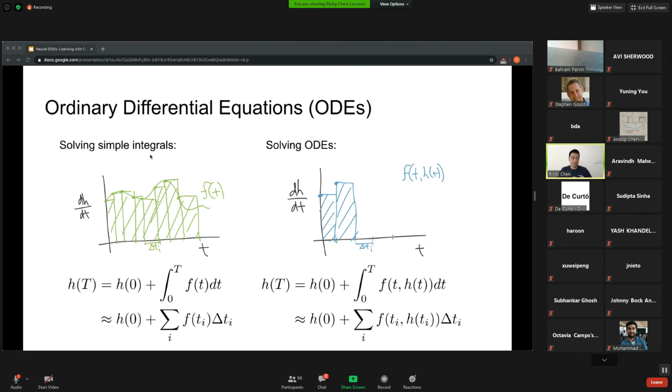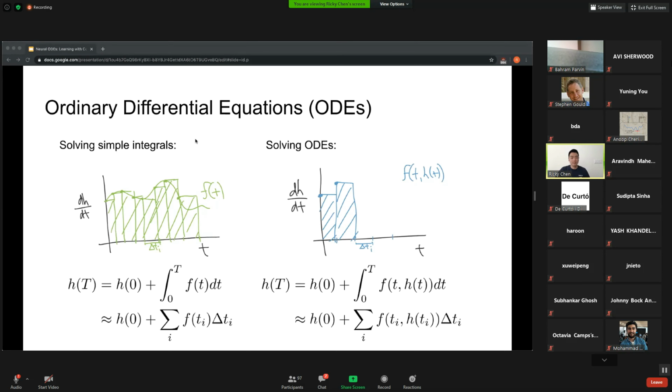Now, this extra inconvenience of expressing the derivative as a function of the state h itself means that we can model a much more flexible family of amortized functions. Whereas with a simple integral, the initial value only affects the value of h as an additive constant. In an ODE, the state h depends non-linearly on the initial value. So this ODE parameterization is also often more natural.